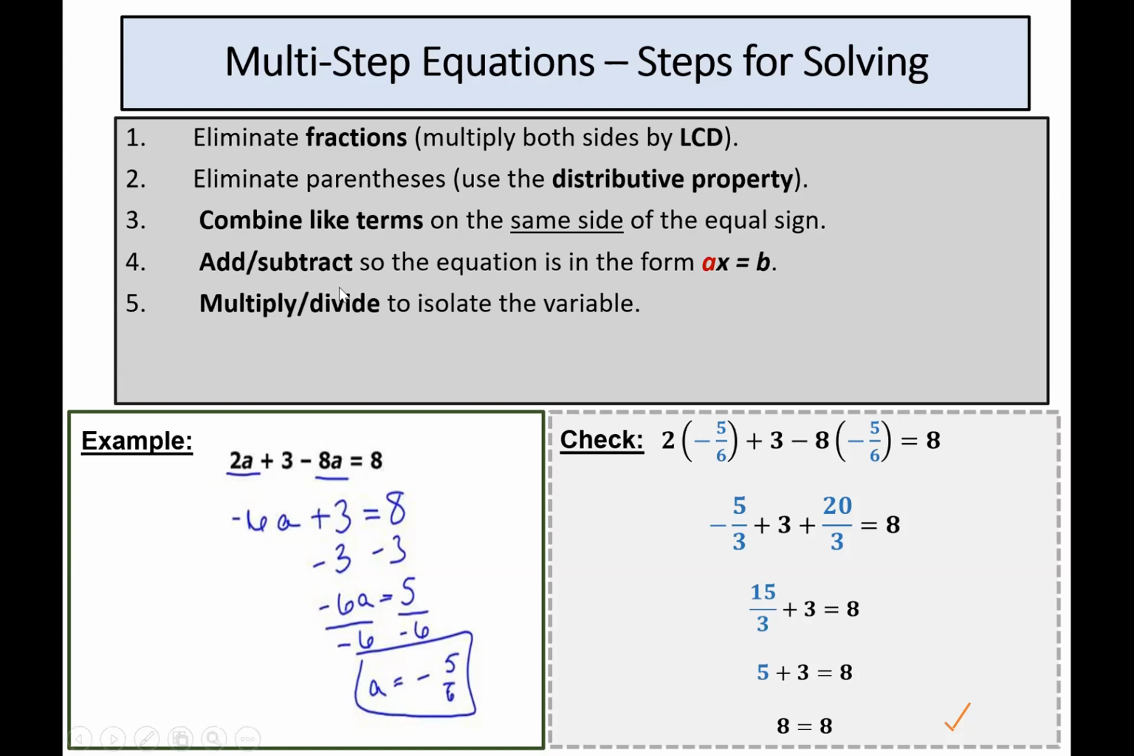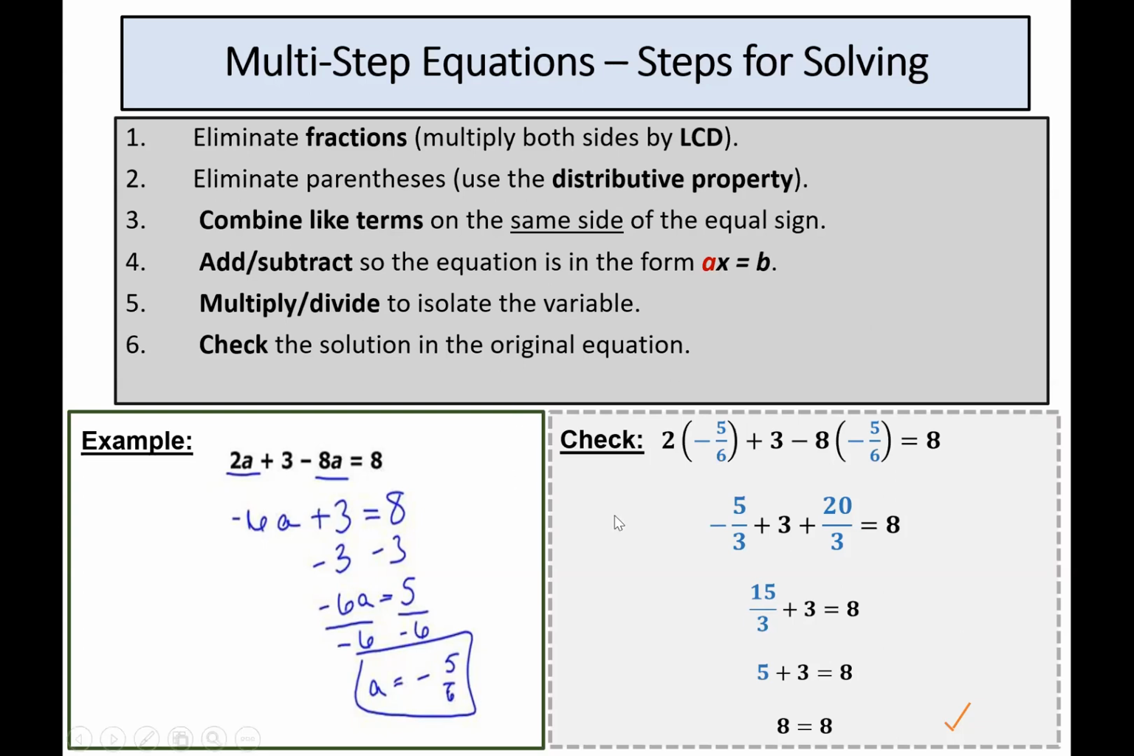Usually the last step is to divide, sometimes multiply. So step 5 says multiply or divide to isolate the variable. Okay, so if it's ax equals b, that a, you would need to divide by a on both sides. Or if it's 2x equals 10, you'd divide by 2 on both sides. That's a pretty common way for equations to end. And then our final step, step 6, check the solution in the original equation.